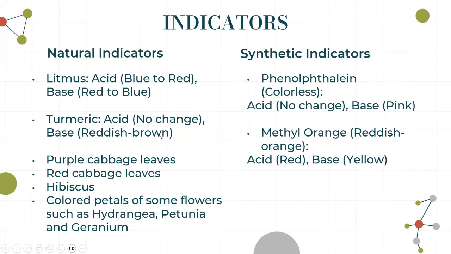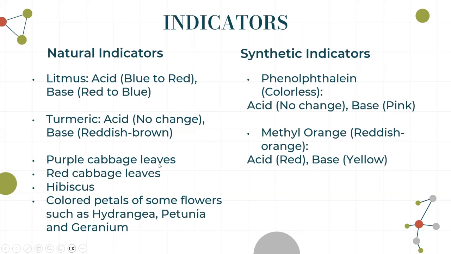For example, if you spill curry, which has turmeric, on a piece of cloth, it's initially yellow in color, but when you try to wash it off with soap, in the presence of soap it turns reddish brown, and that's because of the reaction of the base with turmeric. So turmeric is essential in indicating the presence of a base, in which it turns its color to reddish brown.